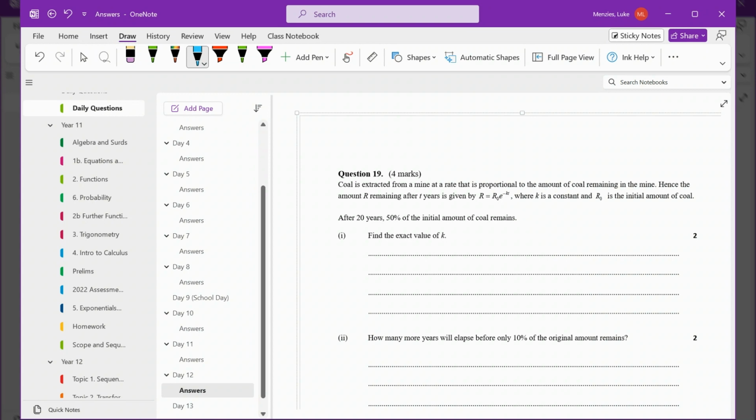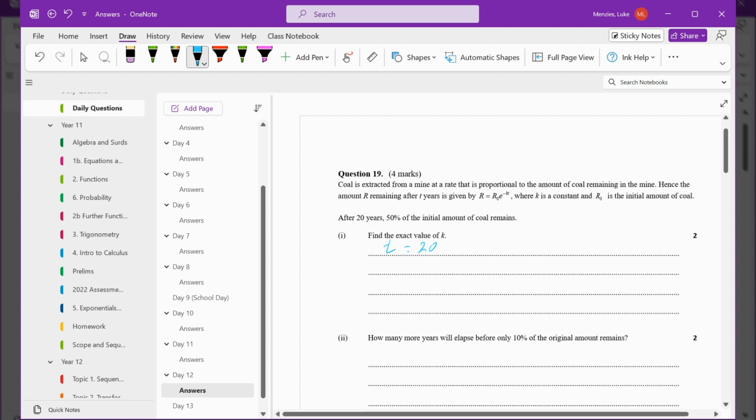So coal is extracted from a mine at a rate that is proportional to the amount of coal remaining in the mine. Hence, the remaining R after T years is given by that formula, where K is a constant and R0 is the initial amount of coal. After 20 years, half of the coal remains. So we want to find K, but in this case we can see that T is equal to 20.